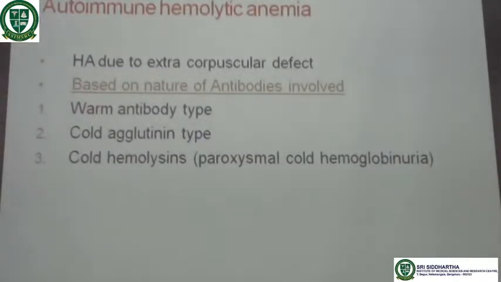Based on the nature of antibodies, we classify it as warm antibody immune hemolytic anemia, cold antibody immune hemolytic anemia, and another special one is cold hemolysis. That's the warm antibody type, cold antibody type, and cold hemolysis type. That third condition is known as paroxysmal cold hemoglobinuria.